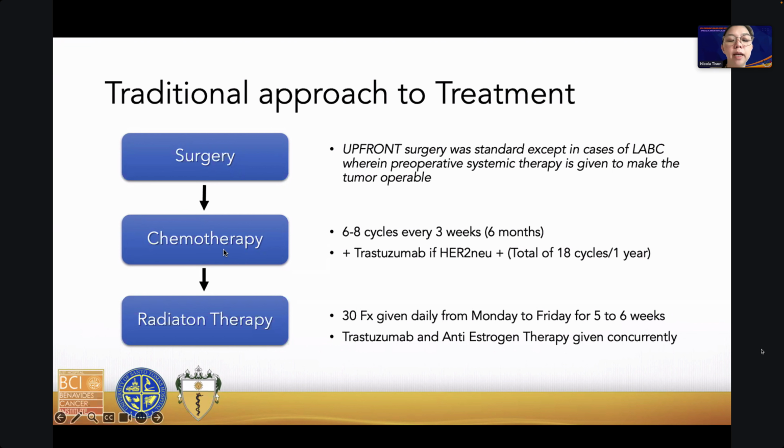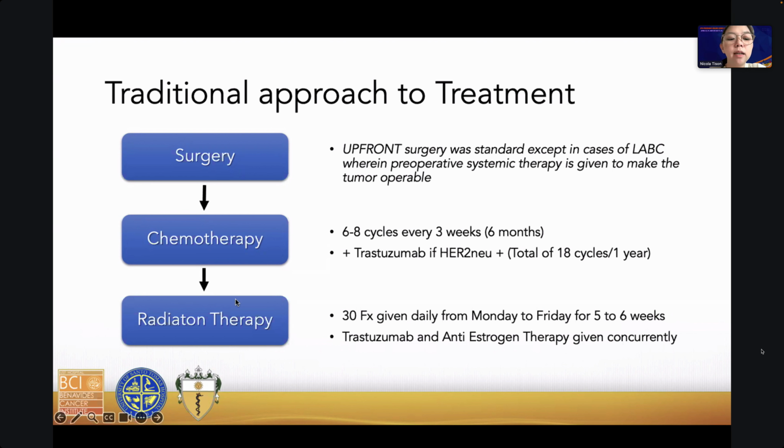This would be followed by, if indicated, adjuvant chemotherapy. It's important to know this so that if your patients ask you, you're able to counsel them. Chemotherapy usually would be given for 6 to 8 cycles. Normally, it's every 3 weeks, and the total duration would be more or less about 6 months. If the patient has a HER2 positive or HER2 enriched cancer, then we add on targeted therapy such as trastuzumab and pertuzumab. In general, this is given for a total of 18 cycles or a total of 1 year.